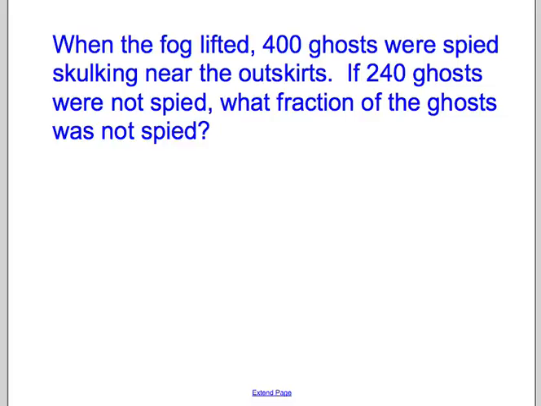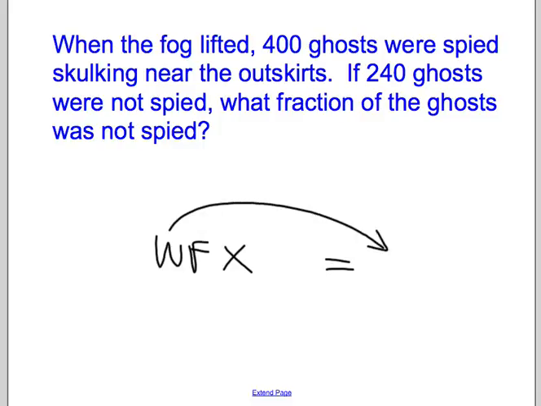When the fog lifted, 400 ghosts were spied schooling near the outskirts. If 240 ghosts were not spied, what fraction of the ghosts were not spied? So we're looking for what fraction on this problem, times, equals. And the fraction that we're looking for, what fraction of the ghosts were not spied? That's what we're looking for, the number not spied.